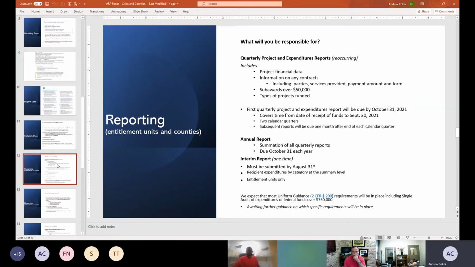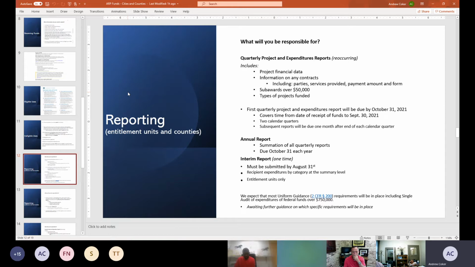So moving on to the reporting sections, this is for the entitlement units and counties. We're going to have 2 sections here, one for entitlement units and counties, and then one for non-entitlement units. So for the entitlement units and counties, you will be responsible for these quarterly project and expenditure reports. These are recurring quarterly reports.